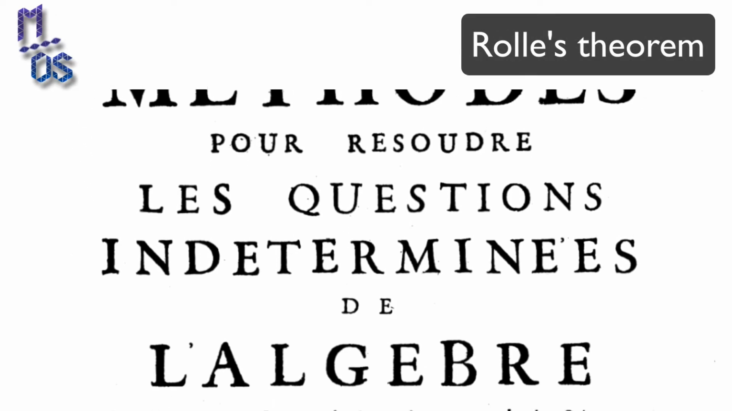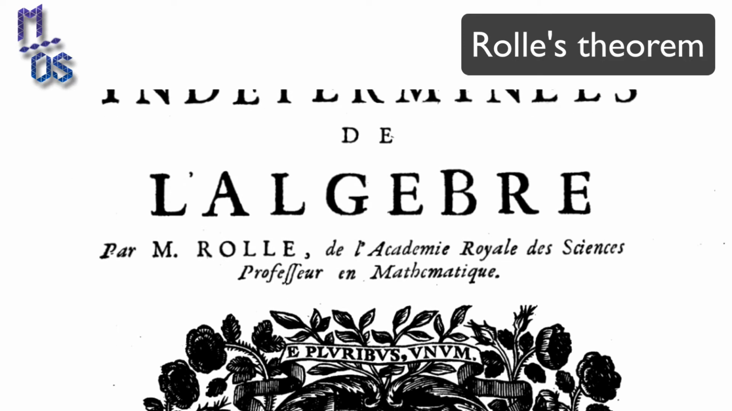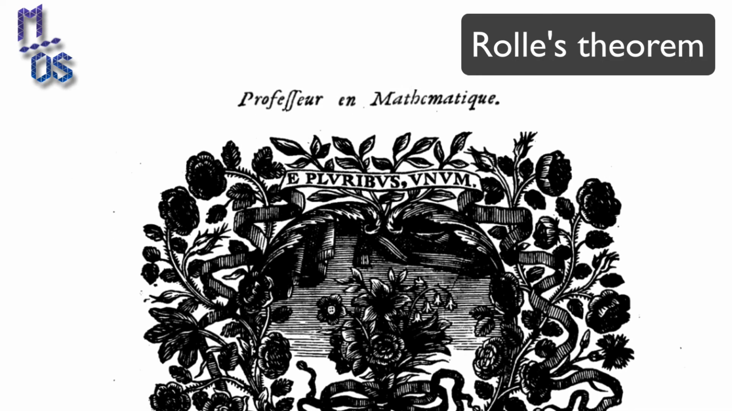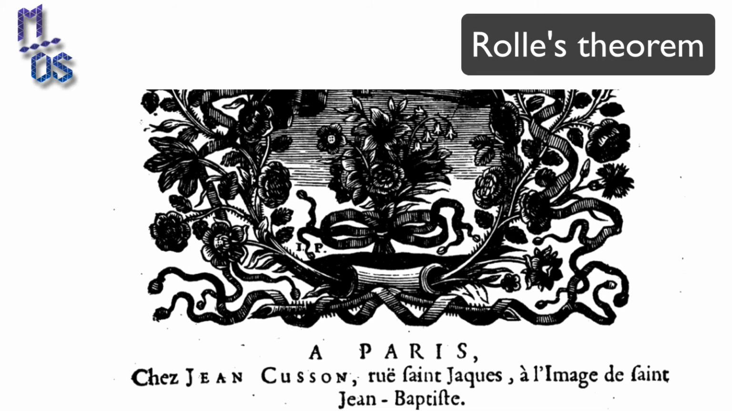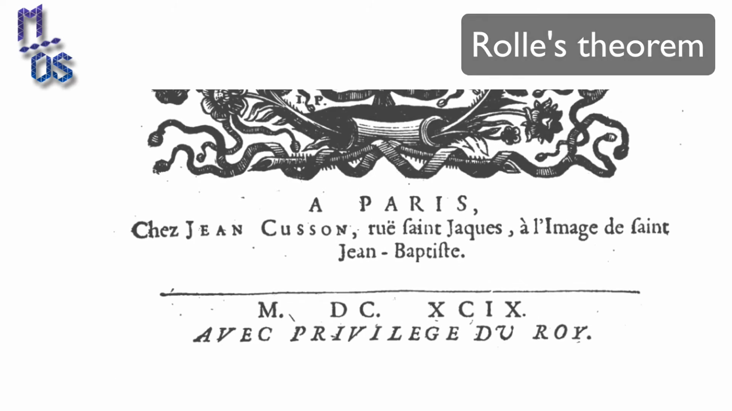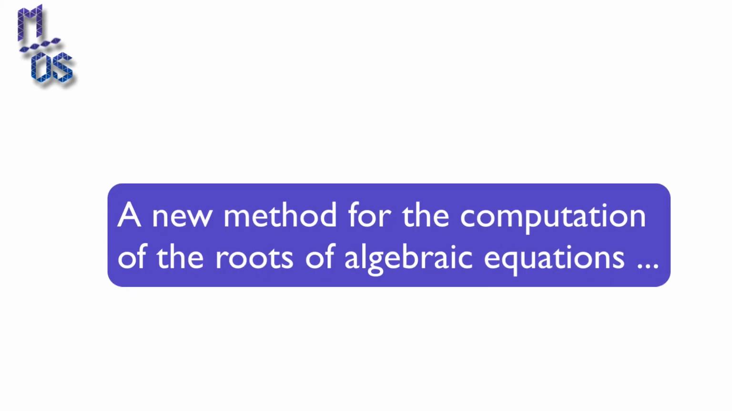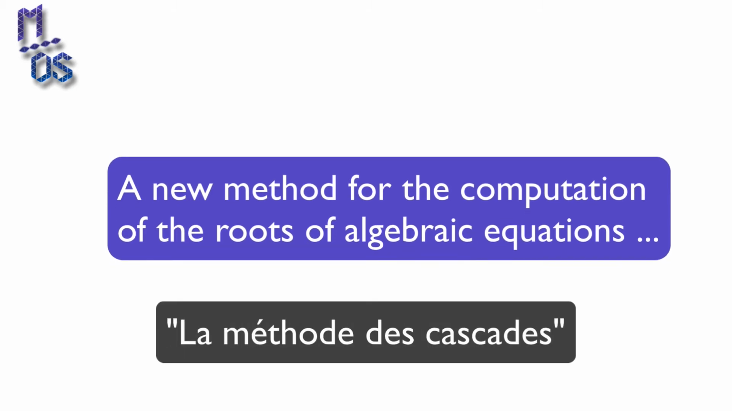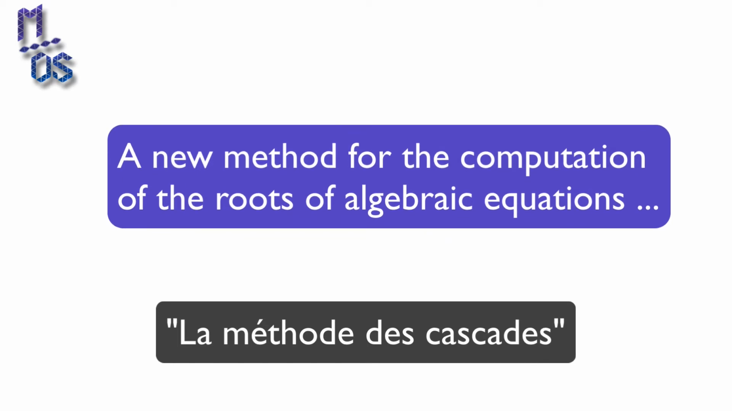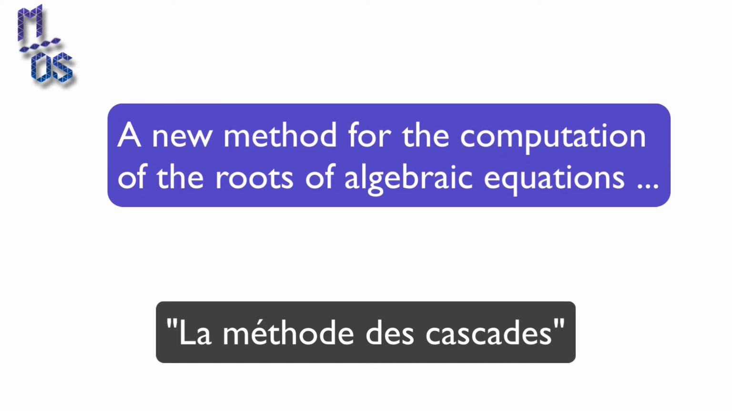Rolle's theorem is a very famous result which can be found in quite every first course in calculus. This theorem is named after Michel Rolle, who was a French mathematician living between the middle of the 17th century and the beginning of the 18th. Rolle devised a new method for the computation of the roots of algebraic equations. This method, known as la méthode des cascades, is, in a way, the ancestor of the following theorem.